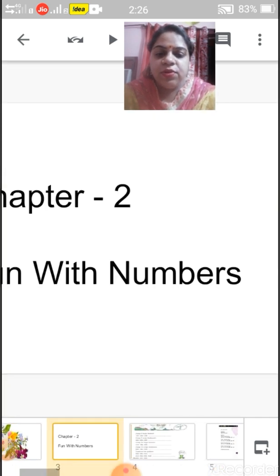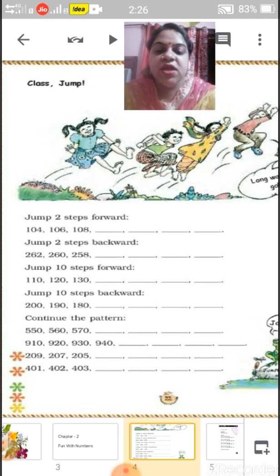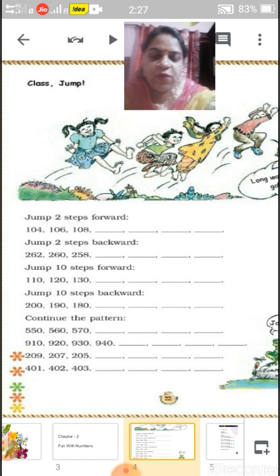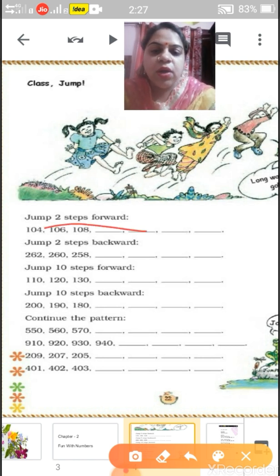Now, today we are going to do class jump. In this, we will use numbers to have a jump. We will do forward jump and backward jump, according to the numbers we are taking. Like in the first, we are taking 2 steps forward. So here comes 104, 106, 108.